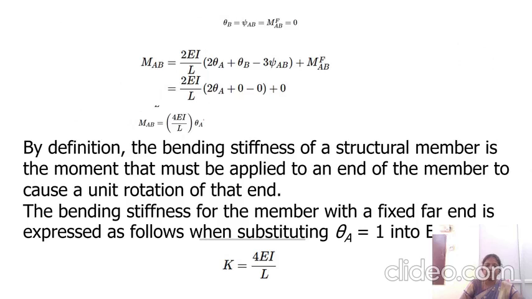So in this equation it is clear that for MAB you compare only with the rotation at A. So MAB equal to 4EI by L into theta A. So the stiffness value K for this member is equal to 4EI by L, because we are considering unit rotation, so theta A equal to 1. So the moment required to produce a unit rotation is equal to the stiffness or rotational stiffness, which is 4EI by L.